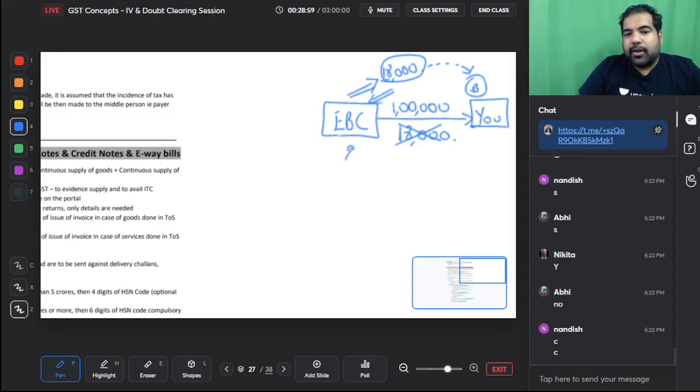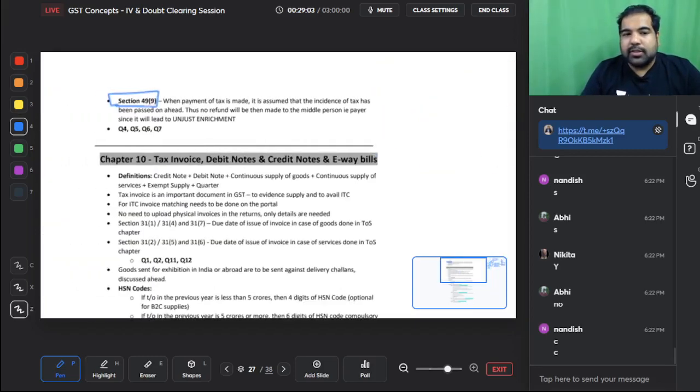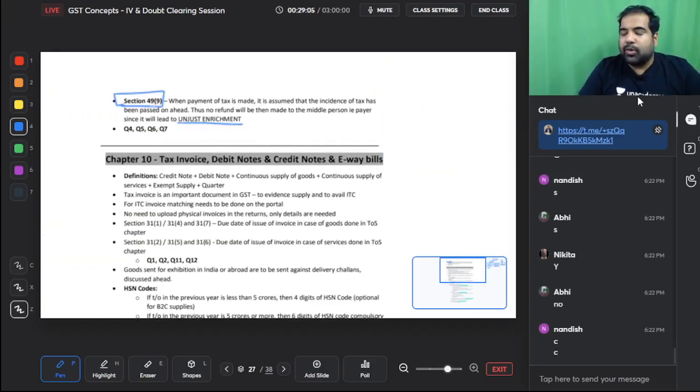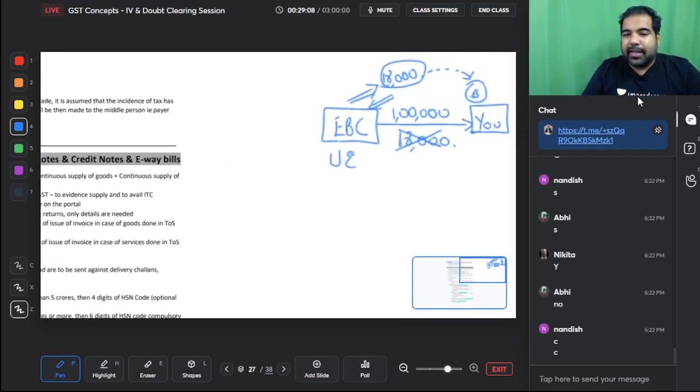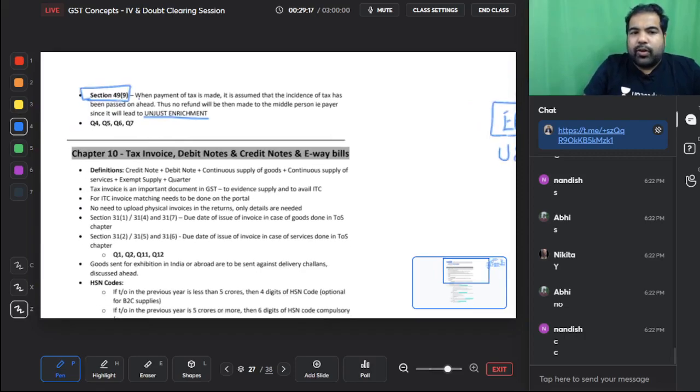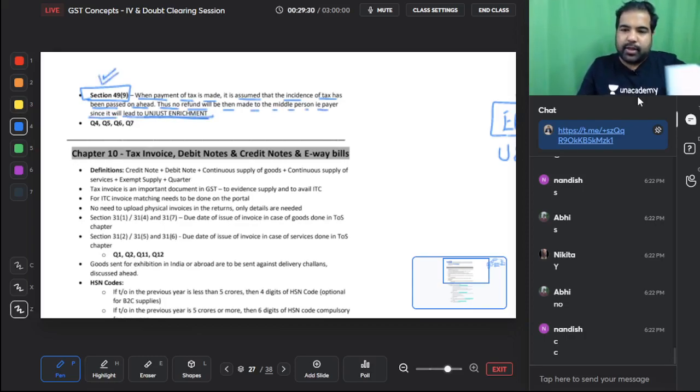You should not enrich yourself or benefit unduly or unjustly at the cost of others. This is called unjust enrichment, which we will see more at CA final level. But please, again guys, what is assumed? It is assumed that whenever you have sold, the incidence of tax has passed on ahead. That is the assumption. So when payment of tax is made, it is assumed that the incidence of tax has been passed on ahead. Thus, no refund will be made to the middle person, that is the payer, since it will lead to unjust enrichment, section 49(9). But this concept is more for CA final.